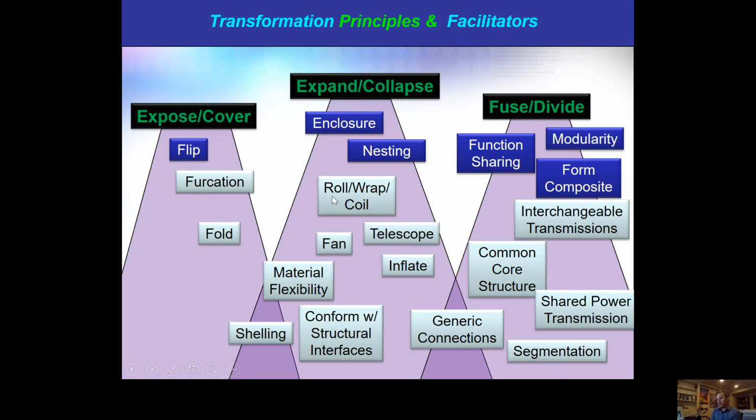Okay, so this is a different chart showing all the different principles in green and the various facilitators in blue and gray. And you can see how those work together. Some of the facilitators overlap. So generic connections can facilitate an expand and collapse, or it can facilitate a fuse and divide. In any case, these provide many different functions. There might be relationships in here that aren't identified on the slide.